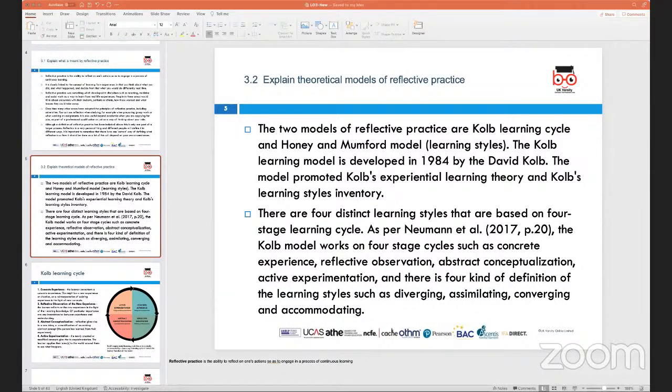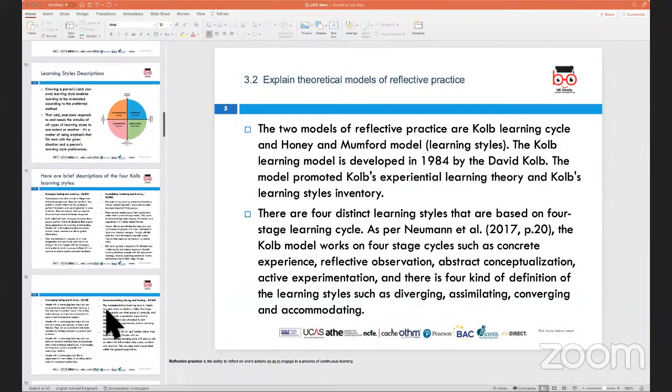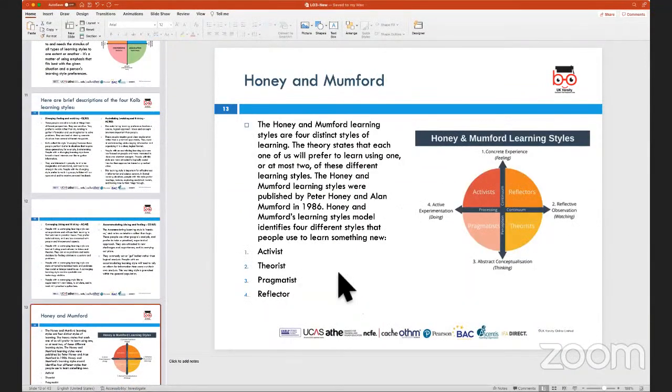We'll go into a bit of detail in a bit, but for now, just one part. And the second part that we talk about is Honey and Mumford, which is the second team which has done basically the work on learning styles. When we talk about Honey and Mumford, Alan Mumford and Peter Honey, they were the two people who basically came up again with a particular concept of how work can be inspired and built upon.